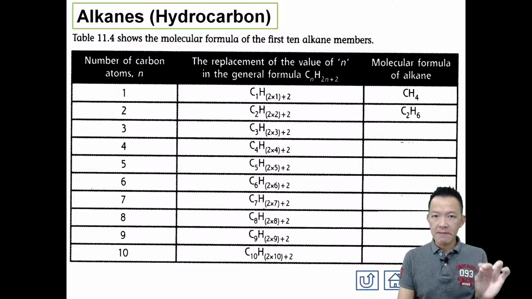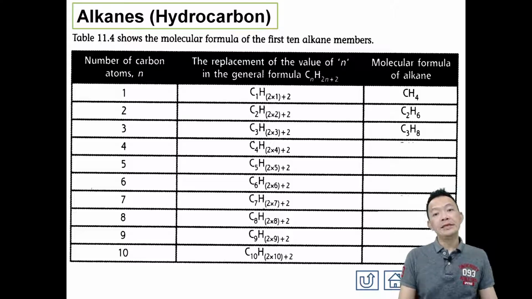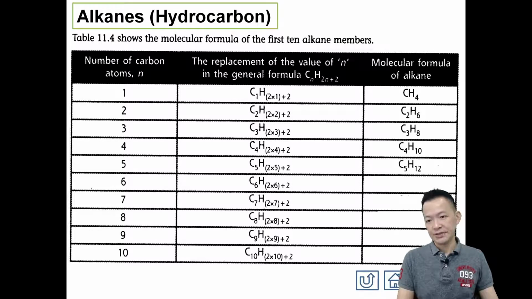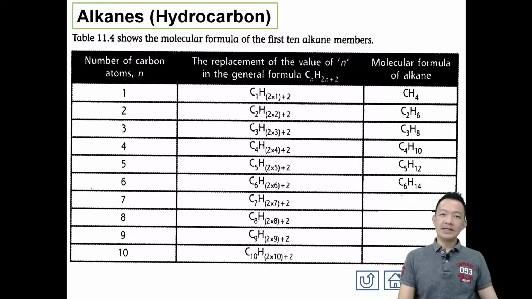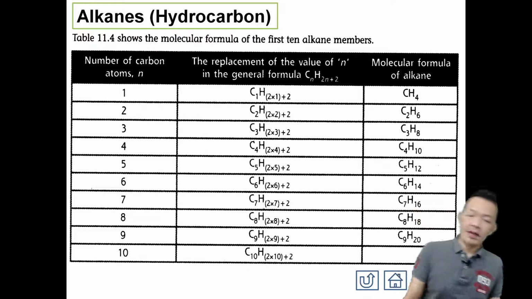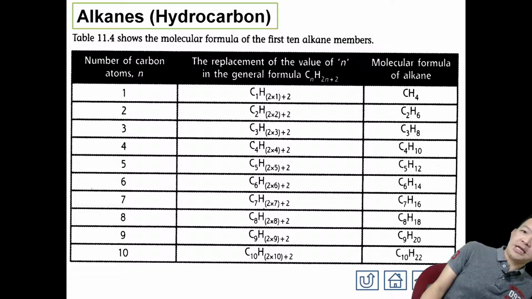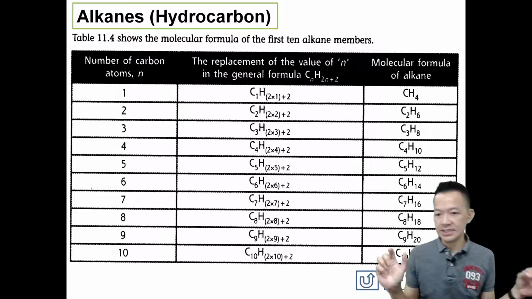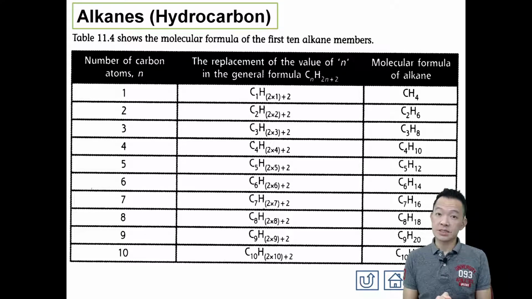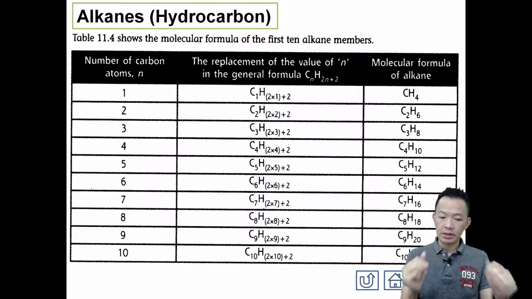Okay, so the third member in the Alkane homologous series, C3 has 8, C4 has 10. C5 has 12. C6 has 14. C7 has 16, C8 has 18. Okay, C9 has 20, C10 has 22. Okay, so all these they are the members in the Alkane homologous series. 这些都是 Alkane 家族里面的成员 with their general formula and molecular formula.